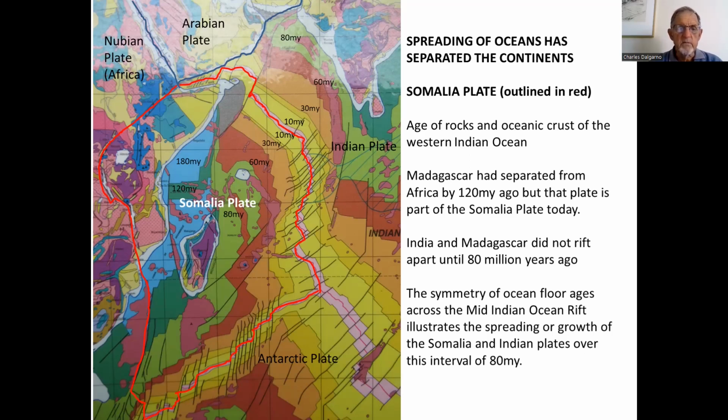But if you look at the main eastern margin of the Somali Plate, we see how the laminae or the layers of oceanic crust have been added, starting with green at 80 million years ago, brown at about 60 and orange 30, and the yellow is only 10 million years to the present day, which are quite symmetrical with the opposite bands on the Indian Plate.